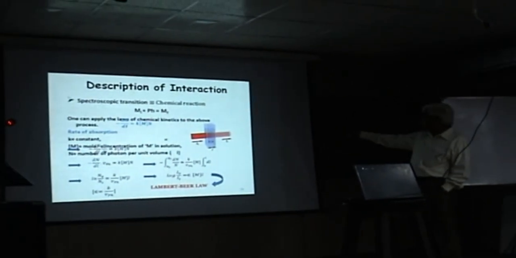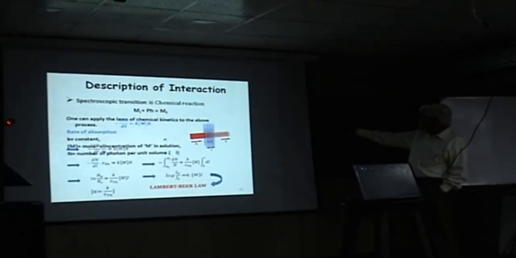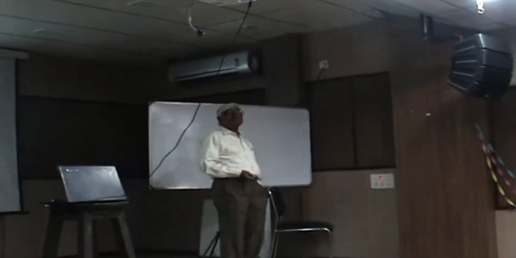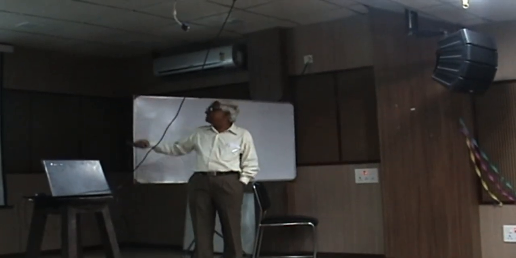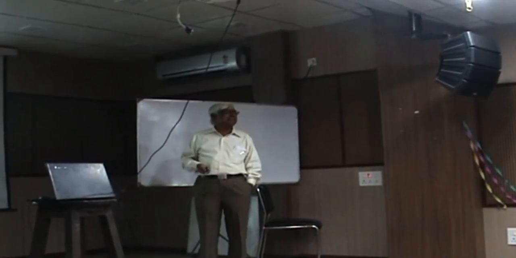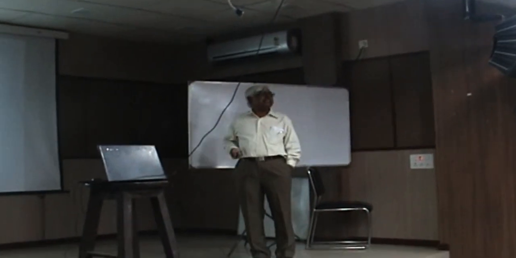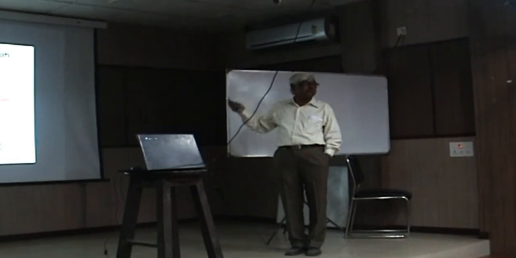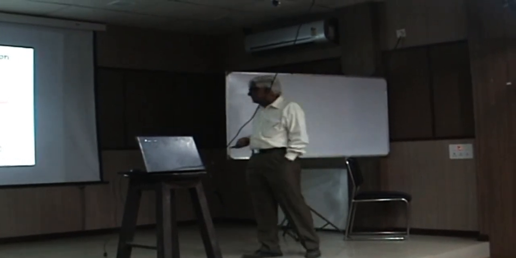Ln is the number of photons per unit volume incident on this, and It or Nt is the number of photons per unit volume transmitted, equal to that, which gives us log I0 by I equal to epsilon A. That means if we assume that this is a chemical process and we apply the laws of chemical kinetics, one can ultimately arrive at the very famous law, Beer-Lambert's law. This is true for every spectroscopic process.